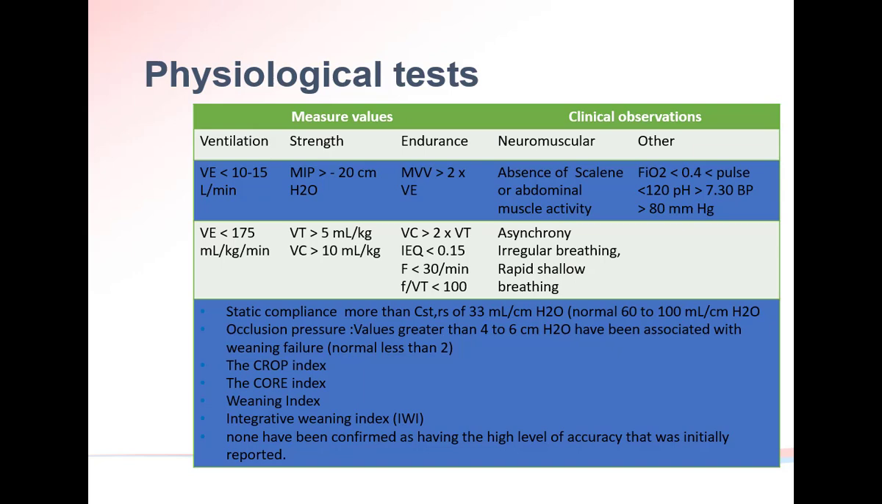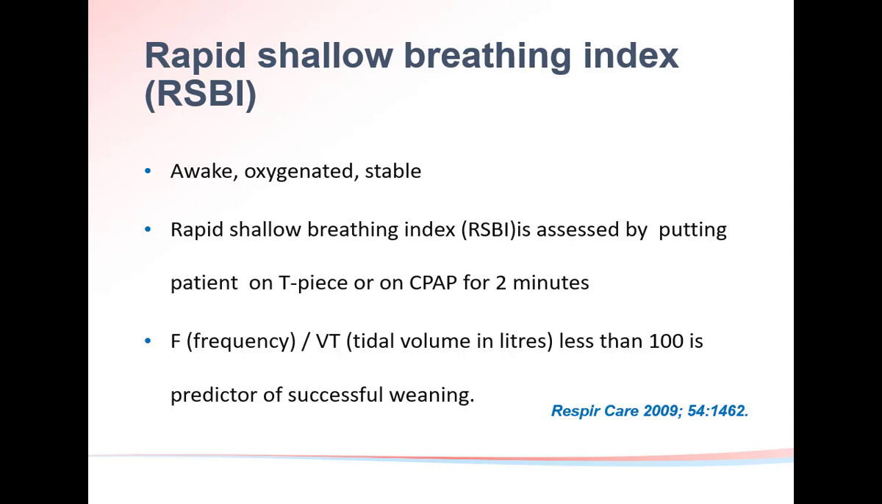Then, because weaning is dependent on a lot of things, they came up with what are called the integrated indices, which are the CROP index, CORE index, weaning index, and integrated weaning index. They are very complicated formulas, but none have been confirmed to have the high level of accuracy that was initially reported. Of these, of course, you can see the minute ventilation, the maximum inspiratory pressure, and the vital capacity is not difficult to see. The rapid shallow breathing index, which I was saying, is the one that has been found to be easy to do and a good predictor of weaning success.